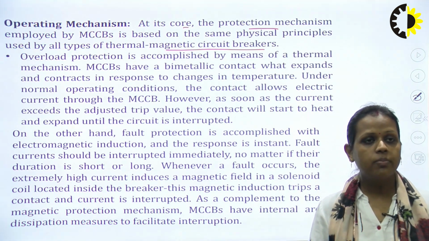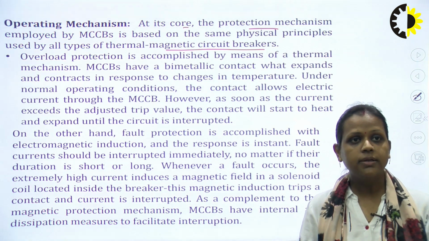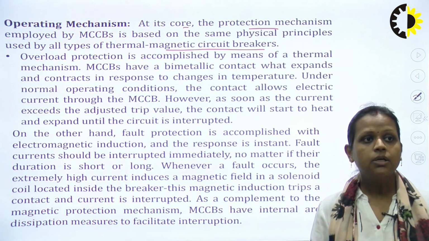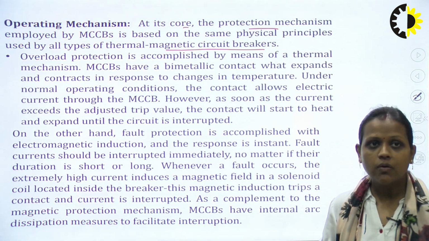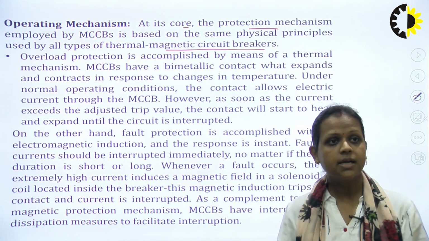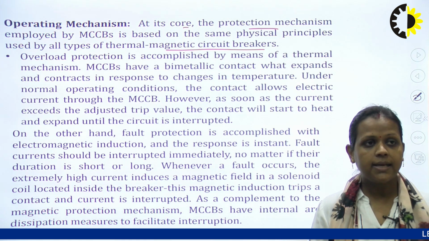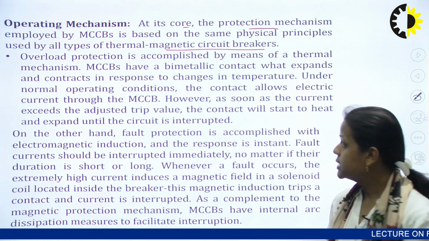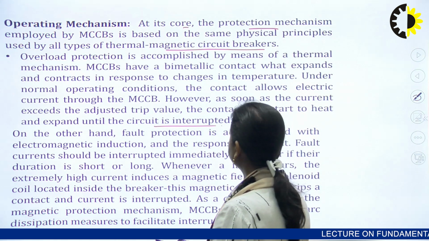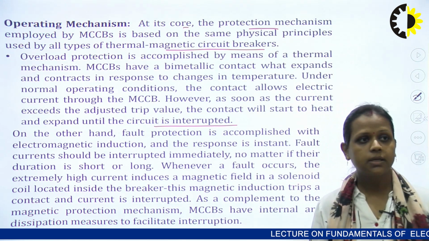So under normal operating conditions, the contact allows electric current through the MCCB. However, as soon as the current exceeds the adjustable trip value, the contact will start to heat and expand until the circuit is interrupted, right? So then it will interrupt the circuit.